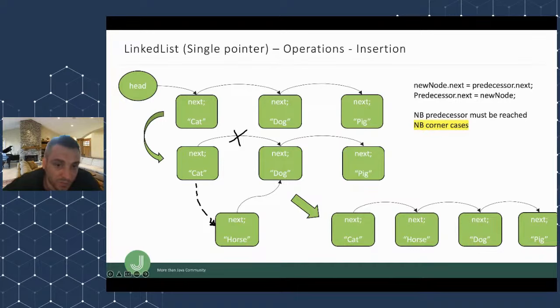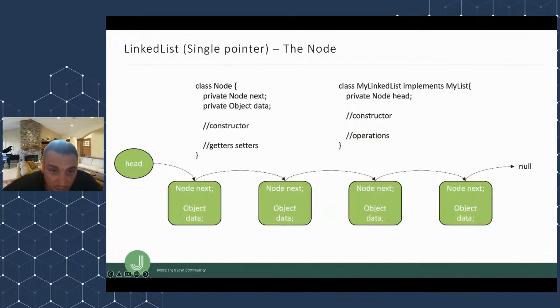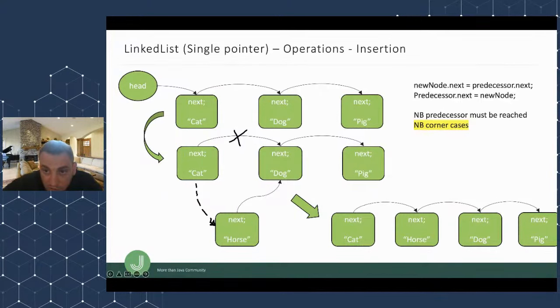How to do that? First, we create a new node with the string horse inside. And then we initialize the next, the reference to another object in the node. We initialize the next pointer to predecessor.next. Predecessor is basically the node which is before the position we want to insert, so in our case it is cat. So basically what we are doing is adding this arrow here from horse to dog.